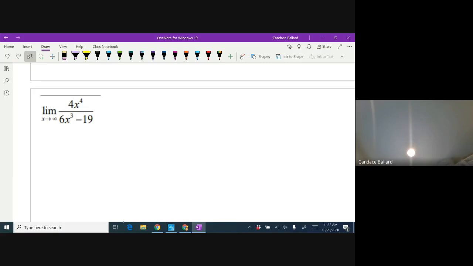Okay, so we noticed that the top was bigger, meaning I'm not even worried about the coefficients in front. I've got something like x to the 4th over x cubed, which would really just reduce to x. When I plug an infinity into that, I get an infinity. So definitely equals infinity this time. Hopefully that's a little bit better.